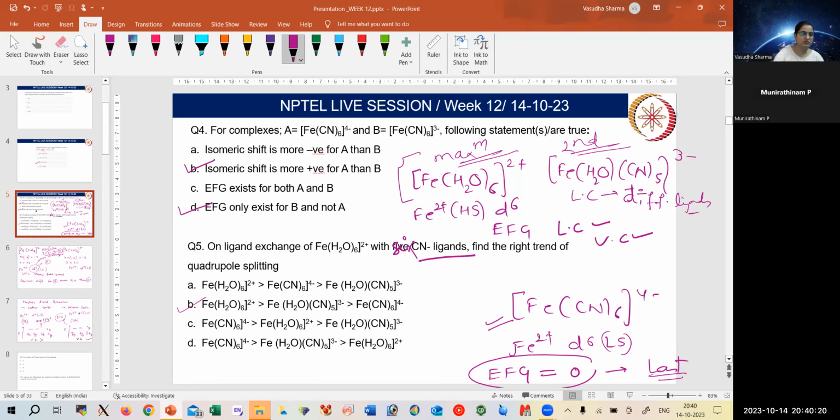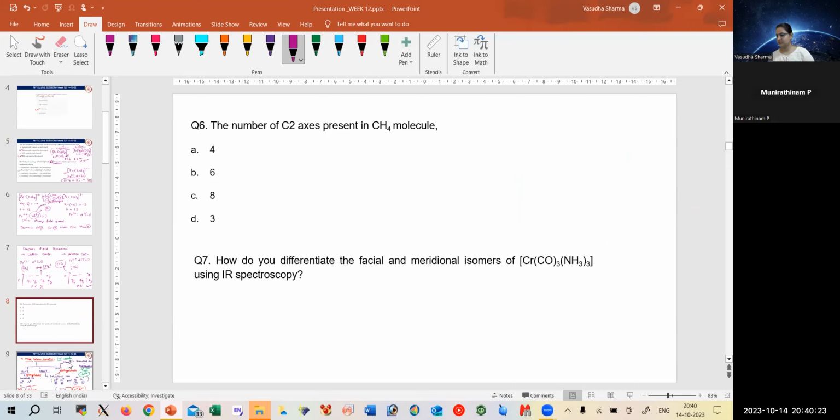Okay. So then we have, try this one. Number of C2 axes present in the methane. 4, ma'am. Okay. How? It is in a tetrahedral shape. Same molecule. Tetrahedral. So whenever we are talking about the axis, rather than saying tetrahedral shape, you need to find out the point group.